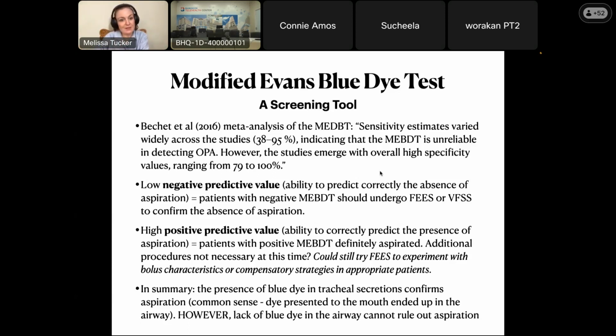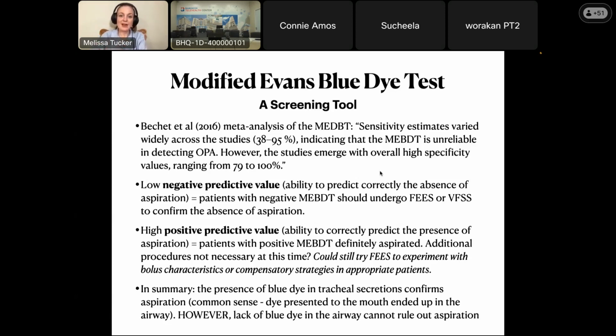What the modified Evans blue dye test does have is a high positive predictive value, so the ability to correctly predict the presence of aspiration. So patients who have a positive modified Evans blue dye test, dye in their tracheal secretions, definitely aspirated. And perhaps those patients, because you know they're aspirating, don't need additional procedures. They don't need a FEES or any other type of swallow study yet.